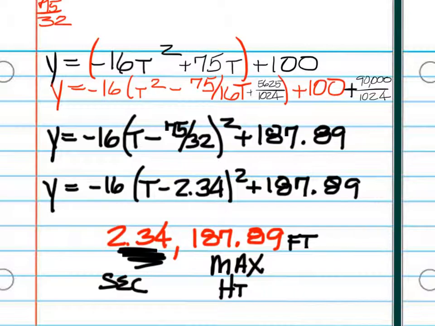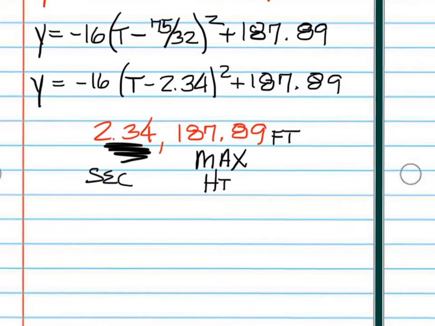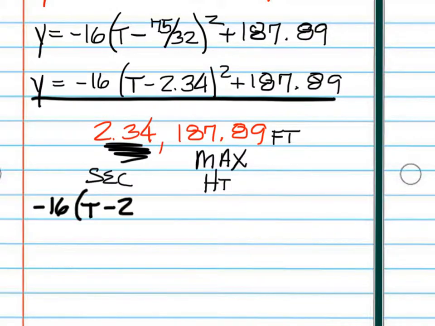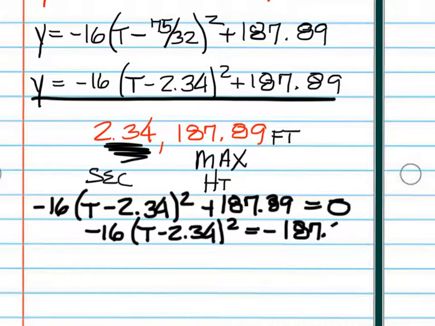And then you'll have a third thing that you have to find, which you can do by solving for the two solutions of the equation. We have to find the time that it took the ball to hit the ground when it was coming down. If we want to do that, we can use this exact same thing. And we can just set it equal to 0. So negative 16 times the quantity squared of t minus 2.34, close the quantity, and plus 187.89, and set that equal to 0. We are going to move the 187.89 to the right hand side, change the sign. Divide by negative 16.